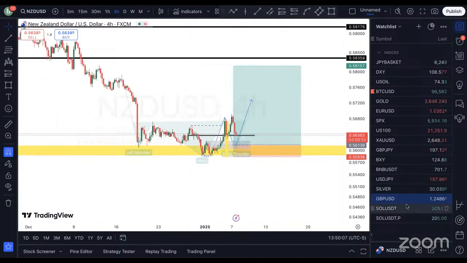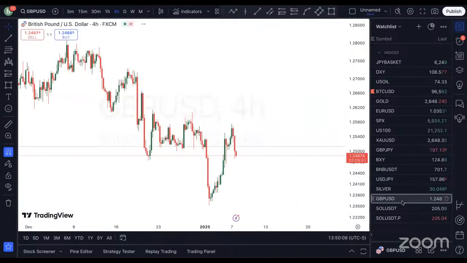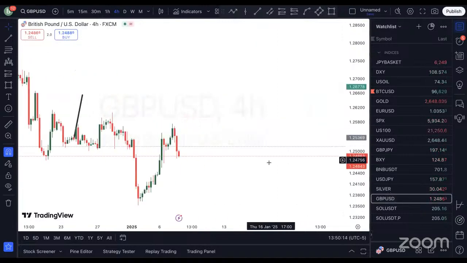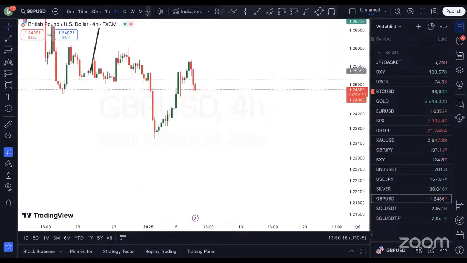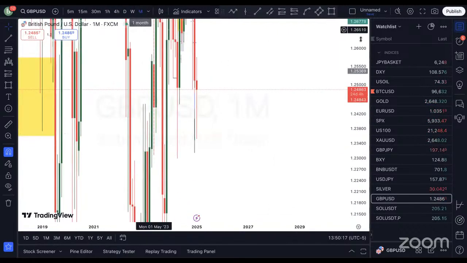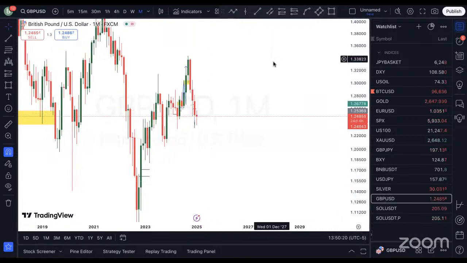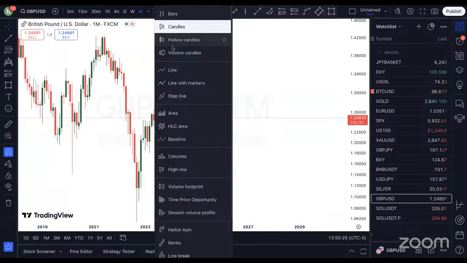There is a particular trade on GBP USD that happened today that we need to see what happened there. First of all, looking at it on the monthly time frame, removing everything on the drawing and turning the monthly time frame back to line.